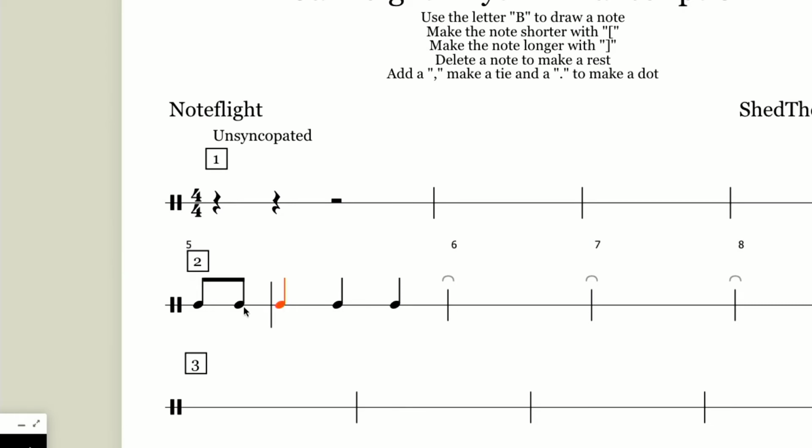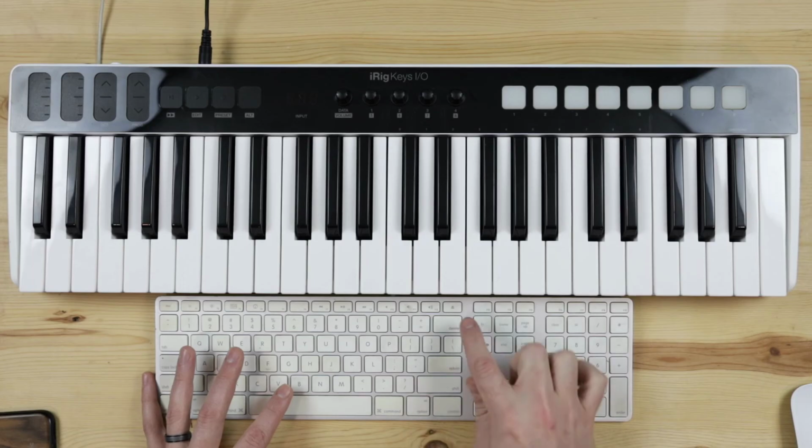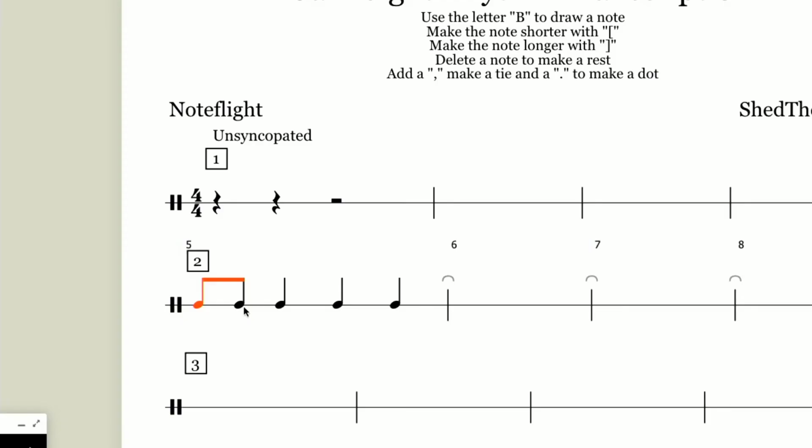Now, if I wanted to make any of these into a tie, you press comma. So I'm pressing comma, and now these are tied. And if you needed to make any of these a rest, like if it was sight rhythm D, but the first one was a rest, you would highlight the note you want to make a rest, and you would just press delete on your keyboard, and then it's gone. It turns into a rest.